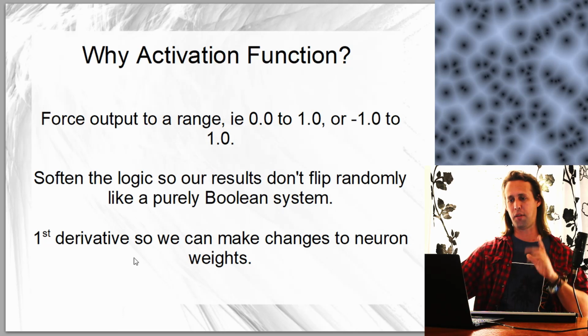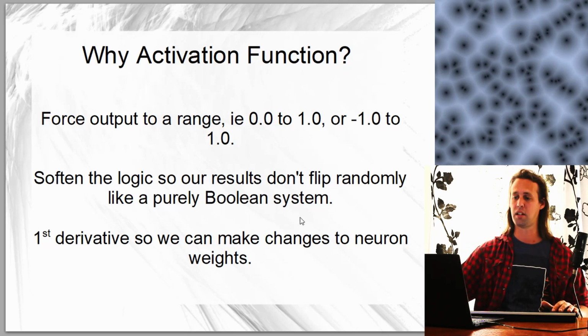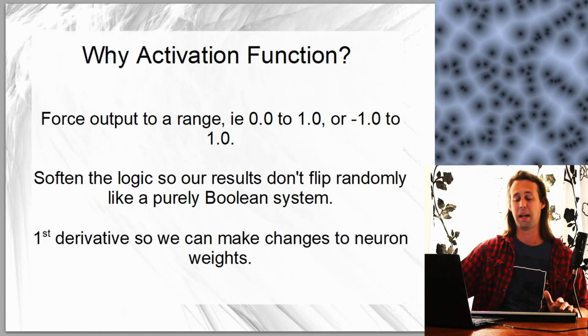It also gives us a first derivative. If you're working with Boolean systems or black and white systems, there's often not going to be derivatives. Your function might not be continuous. So activation functions give us that first derivative, which, as we'll see later, allows us to do backprop.